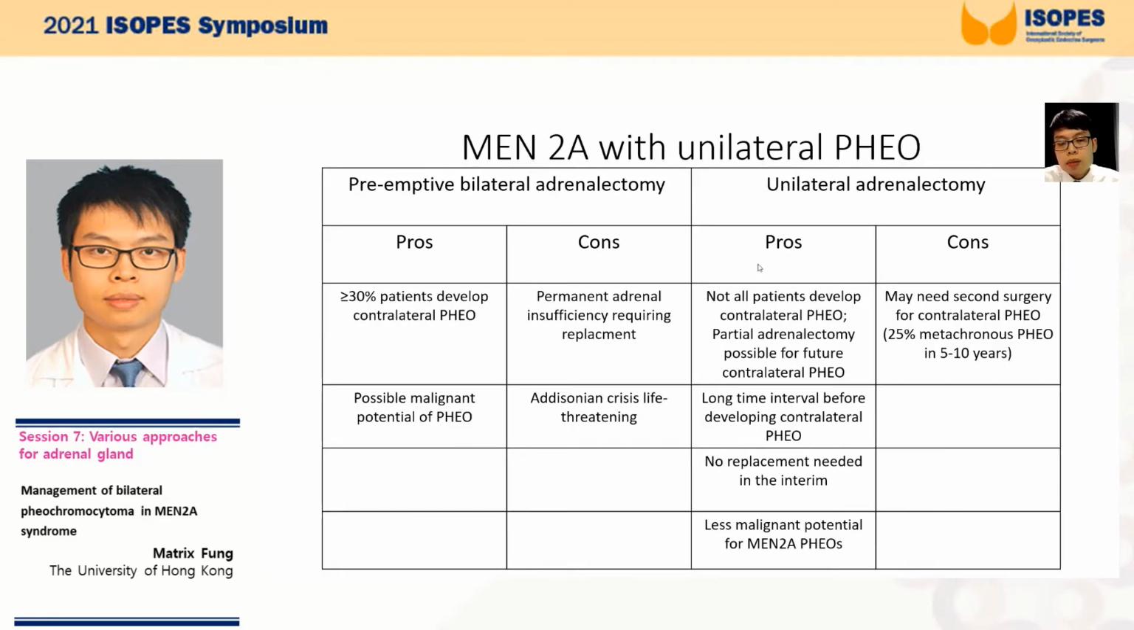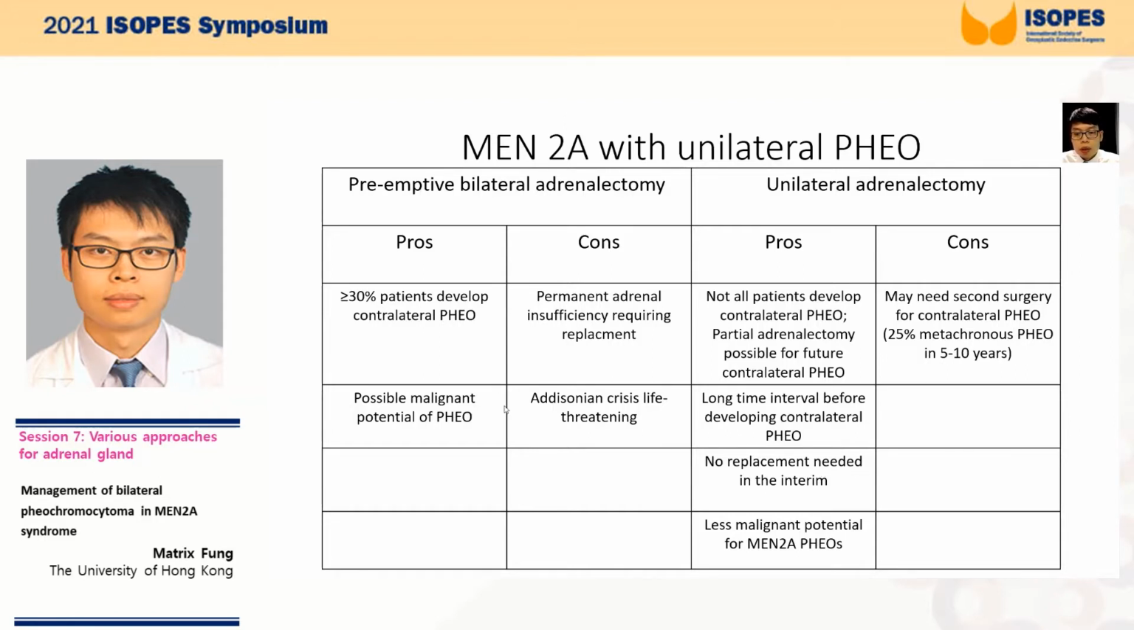What about the less radical unilateral adrenalectomy approach? There seem to be more advantages, and it seems to be more logical. The argument for this approach is that not all patients develop a contralateral pheo. And even if the patient develops a contralateral pheo, we can do a partial adrenalectomy for this contralateral pheo, which could still preserve some of the adrenal function, as opposed to the preemptive bilateral adrenalectomy, in which all the adrenal function would be gone. Also, there's a long time interval before patients develop a contralateral pheo, and in between, the patient would be drug-free, and there's no risk of having an Addisonian crisis in this period.